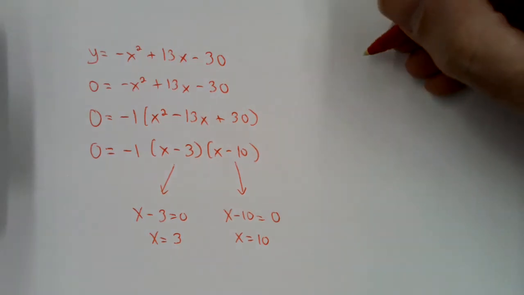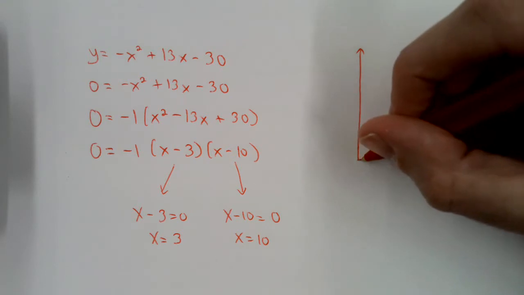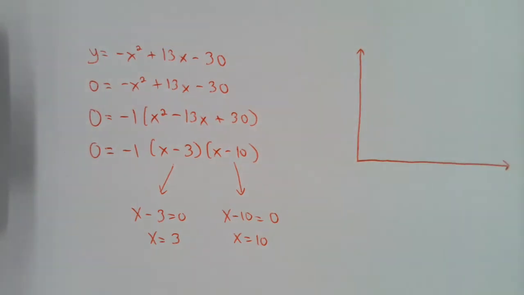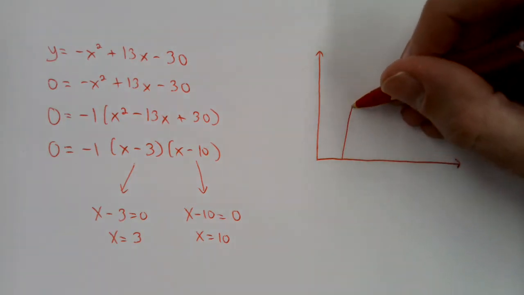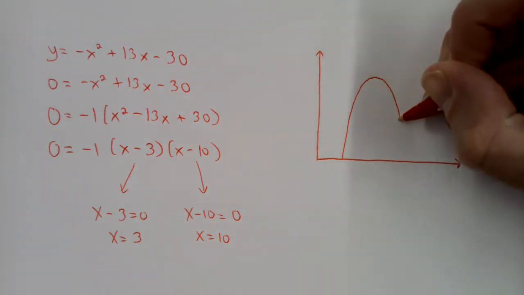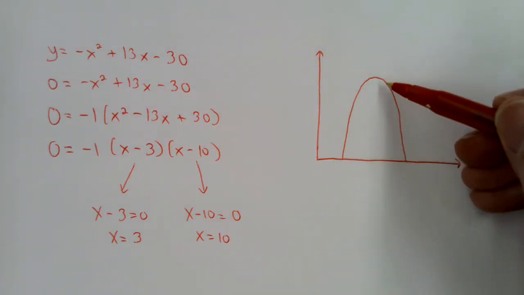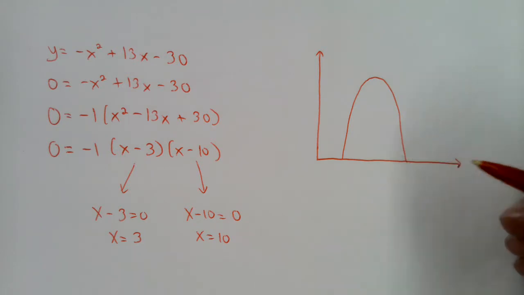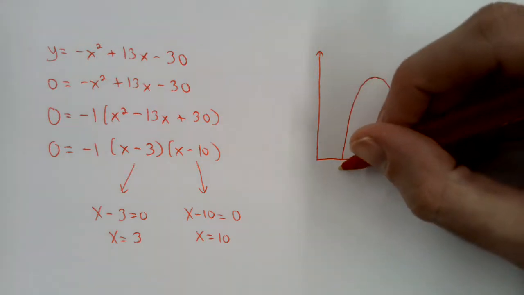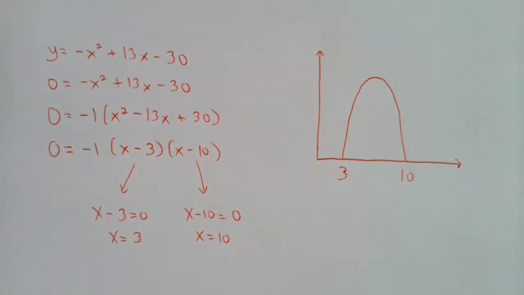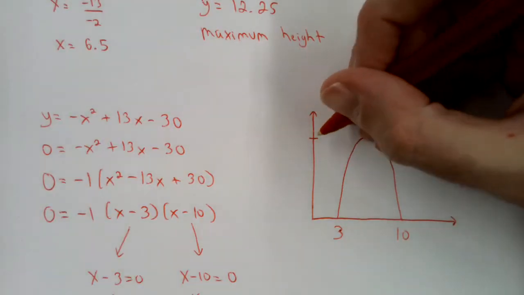So let's think about this. Here's what we have going on, okay? The bird is flying. The bird is starting on the ground, it's flying, and then it's landing back on the ground. It's starting at 3. And it's landing at 10. And we already established the maximum height way up here is 12.25.